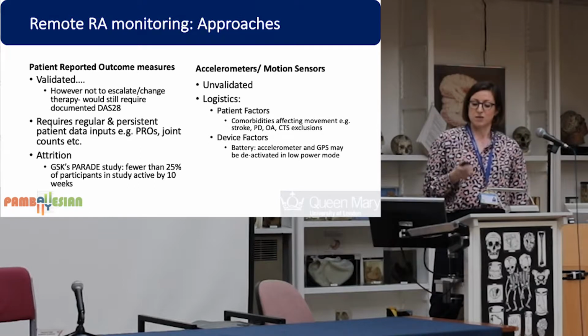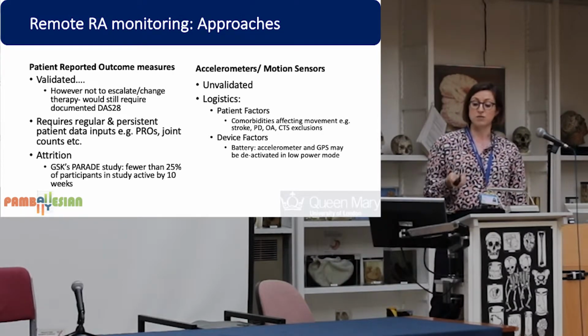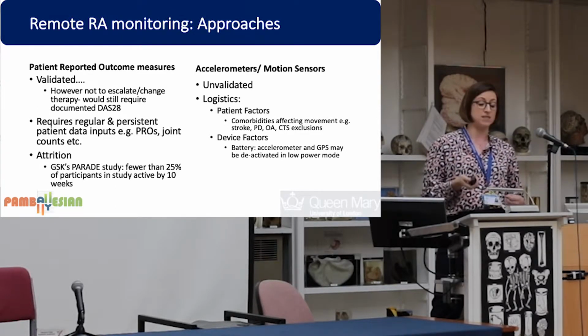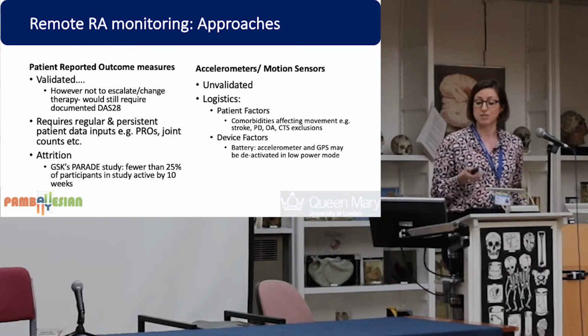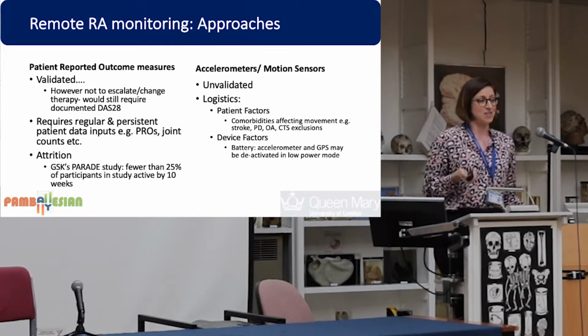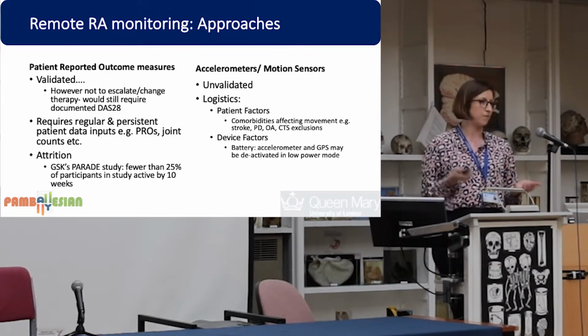Various approaches have been taken by a variety of academic centres, either using patient-reported outcome measures, the RAPID-3 most commonly, and these are validated and approved by both the ACR and the European League Against Rheumatism, but we still can't change therapy based on them. You would still need to bring the patient in for a DAS score, even if you can roughly equate one score to the other.